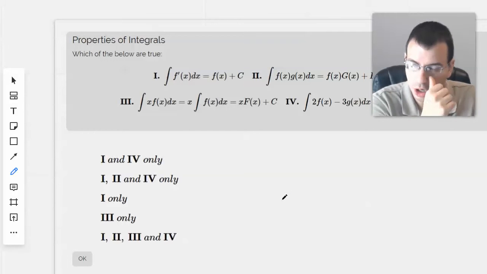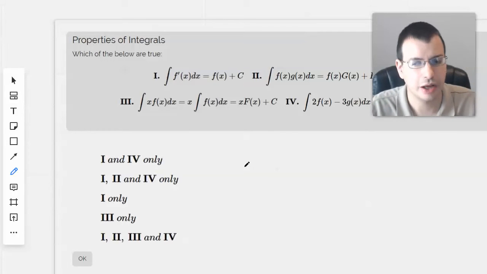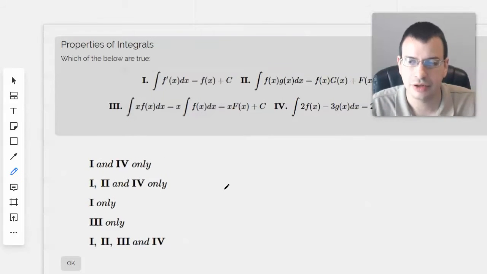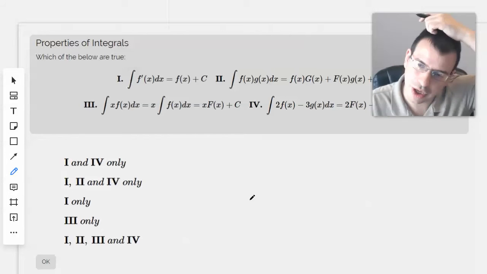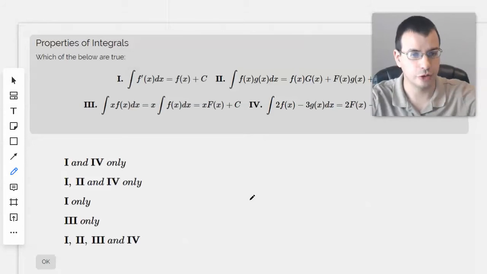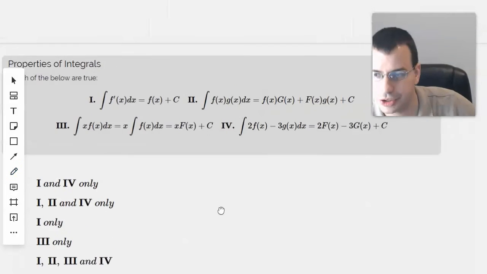Which of the below are true? So it's kind of implying that there has to be at least two true because it's plural, "are." I don't know if that's actually a legitimate way to think about it or not. Okay. Focus. So we got some integrals here.